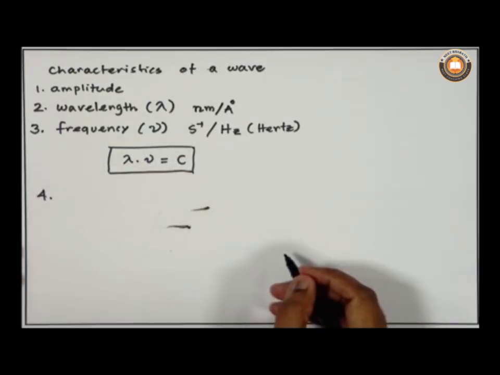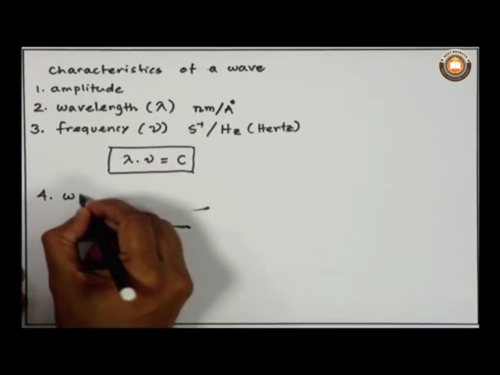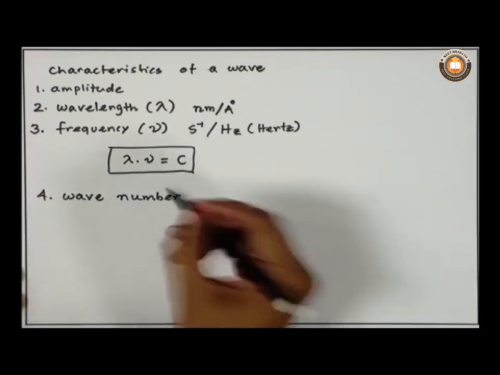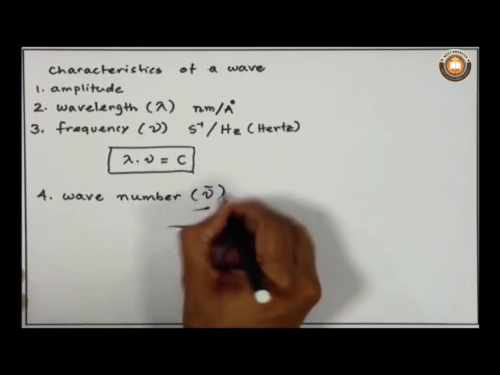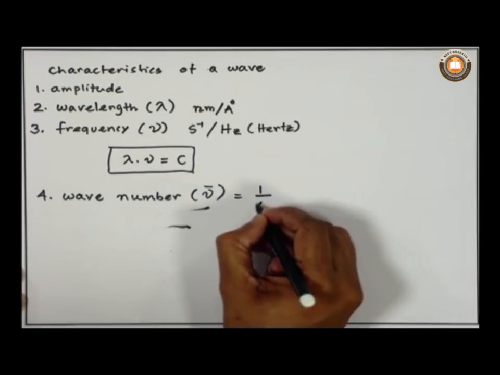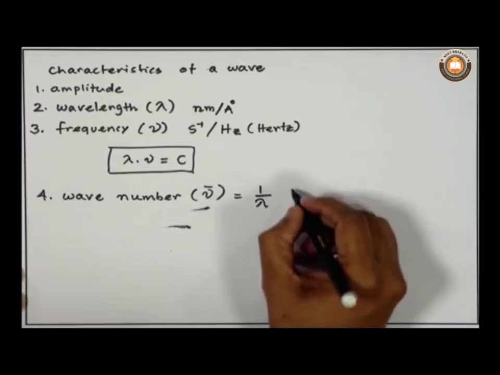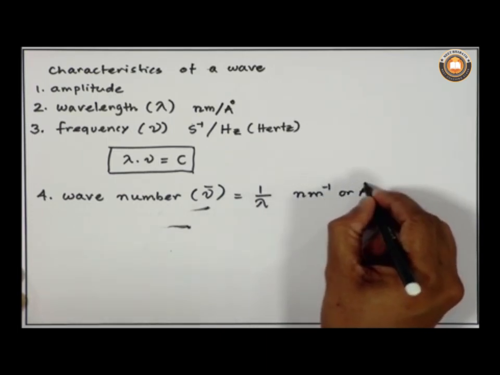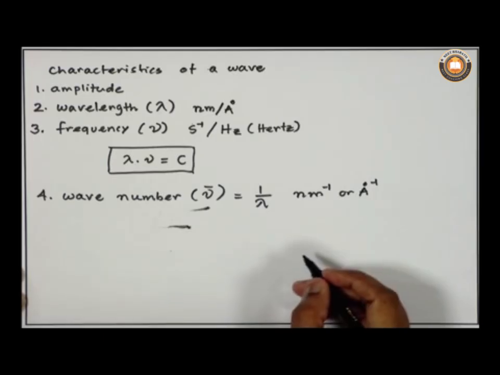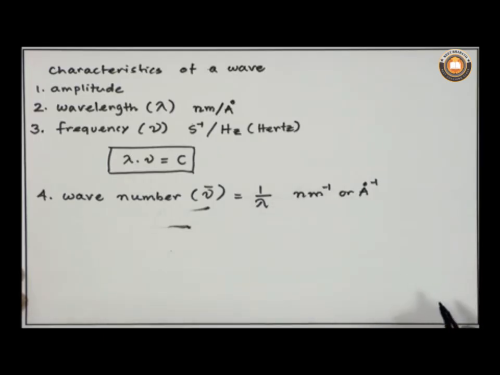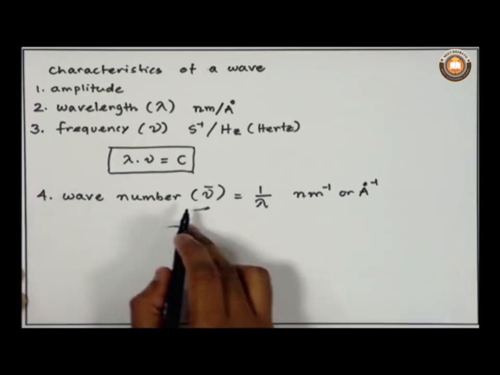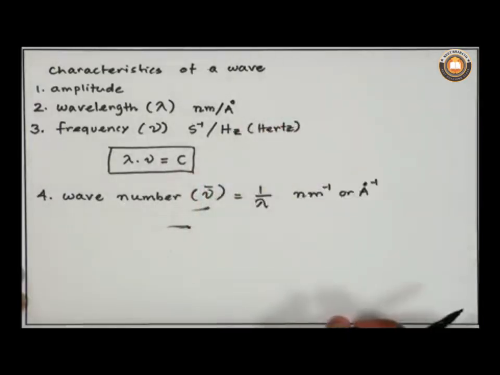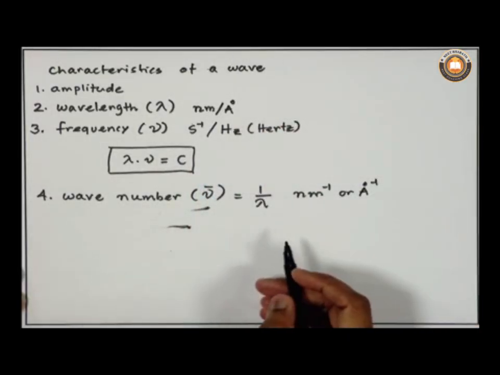We sometimes come across another terminology, which we call wave number. We signify it as nu bar. It is nothing but the reciprocal of lambda, 1 over lambda. The unit used to define it is nanometer inverse or angstrom inverse, essentially any inverse length unit, but we will use nanometer or angstrom. Wave number is essentially the number of wavelengths that you can fit in per unit length.